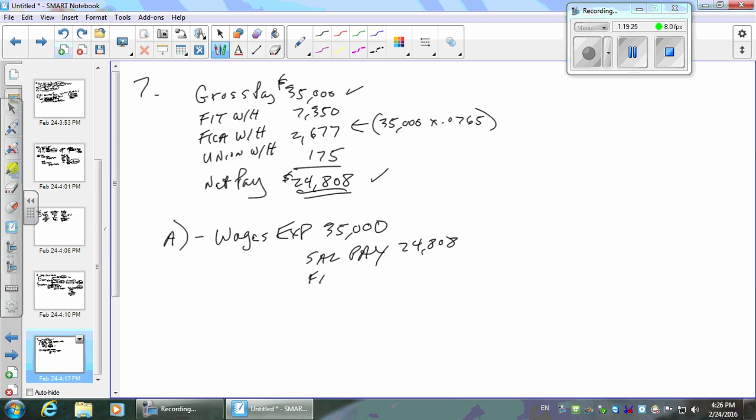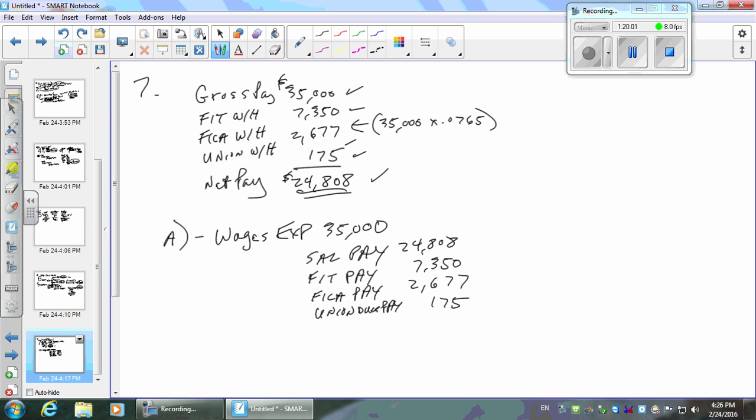You could go FIT payable, federal income tax withheld payable. How much? 7,350. Some people would put these all in one account because you really do one report and write one check to the federal government for it, okay? And then FICA payable, you like that? How much is it? This is too easy. Union dues payable. It's payable to the union, right? So we're recording it, 175. This is too easy. That journal entry balances?